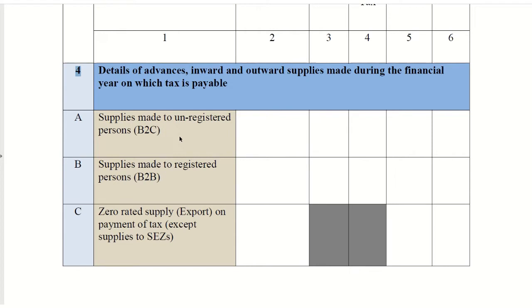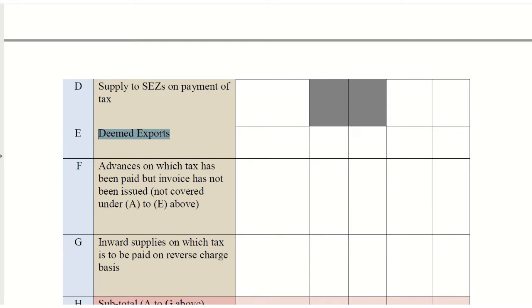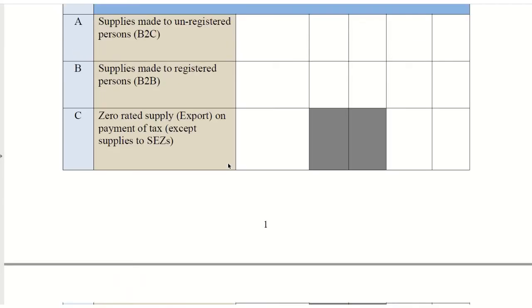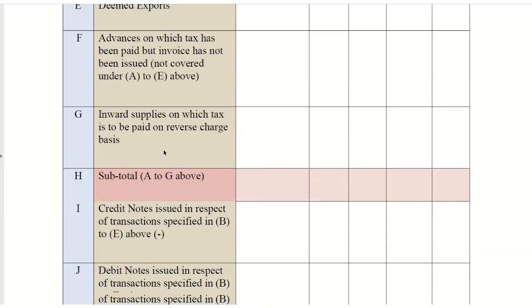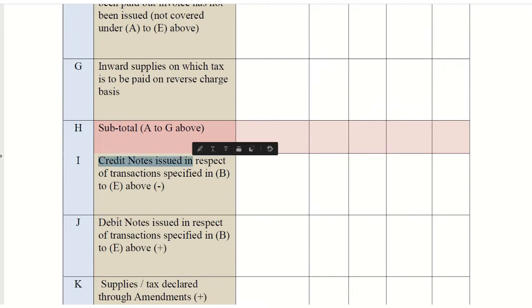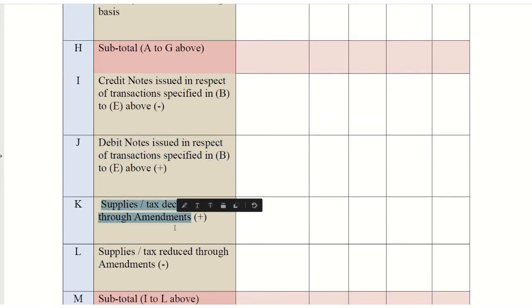Earlier, when we used to file from table 4A to table 4E, we could show all the related debit notes and credit notes or the related amendments as net of value. That is, we could show B2B sales net of debit notes and net of amendments. But now with this new Notification number 14, we have to bifurcate these things like credit notes, debit notes, and specifically show amendments here in table numbers 4I to 4L.